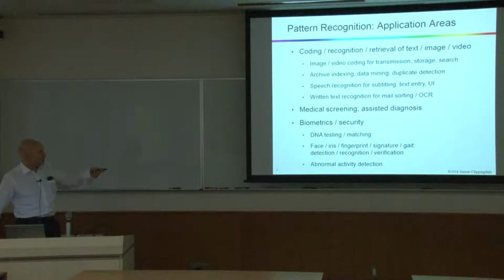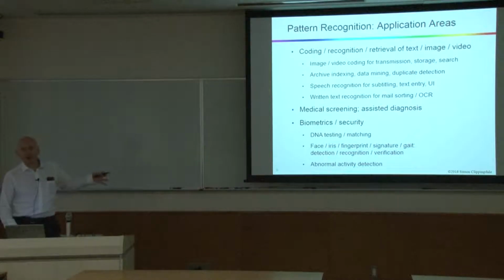Finally, biometrics and security, which kind of overlaps with quite a lot of this. DNA testing and DNA sequence matching. Face and iris and fingerprint and signature and gait detection or recognition or verification for security, and abnormal activity detection, like that example in the airport. So these are the kind of things that people are doing.